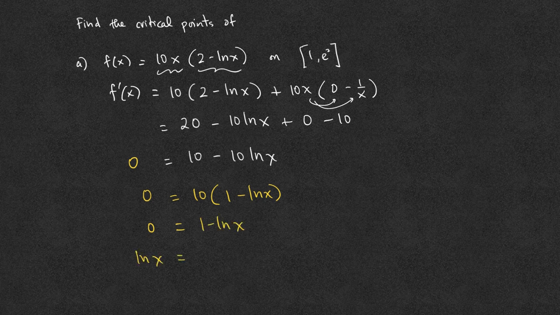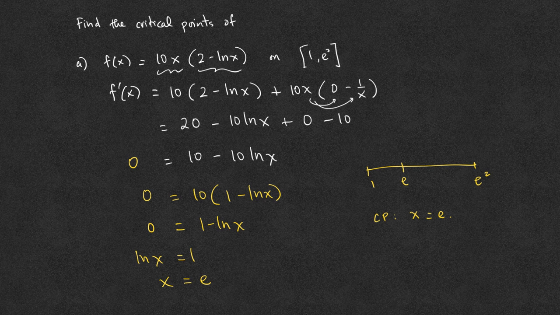ln of x equals 1, so x has to be e. We can exponentiate both sides of the equation, since ln of e is 1. On the interval 1 to e squared, e is within this interval. And so we say that f has a critical point at x equals e.